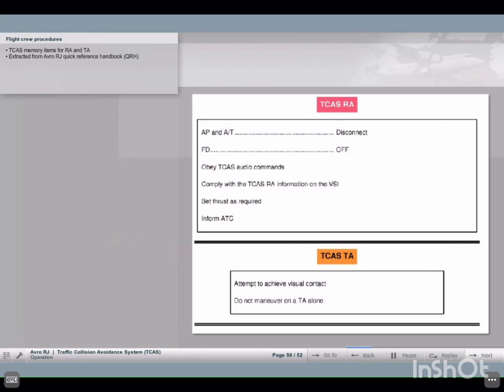Please have a very close look at the Tcas memory items extracted from the Avro RJ Quick Reference Handbook, QRH, as you might soon need them.